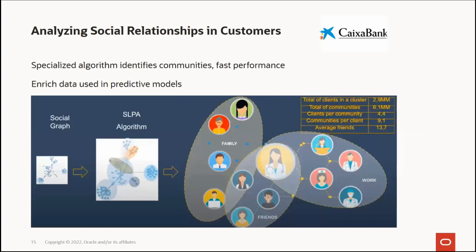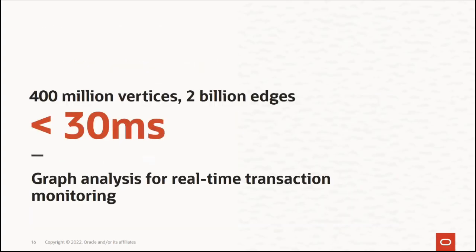Oracle Graph includes over 60 pre-built algorithms, and we also give customers the ability to customize them. So they have some special customizations that they've done in their community detection algorithms. And their graph is very large. They have over 400 million vertices and 2 billion edges, and they're able to use the graph for real-time transaction monitoring because of extremely good performance times.